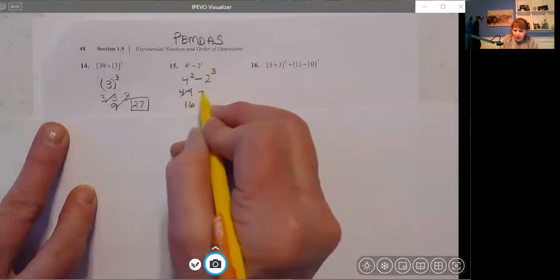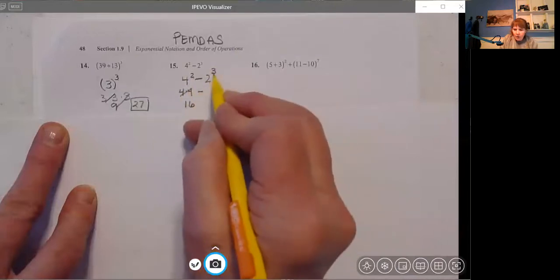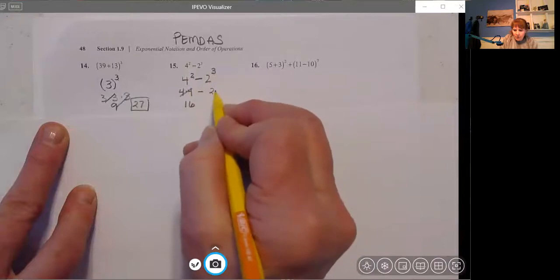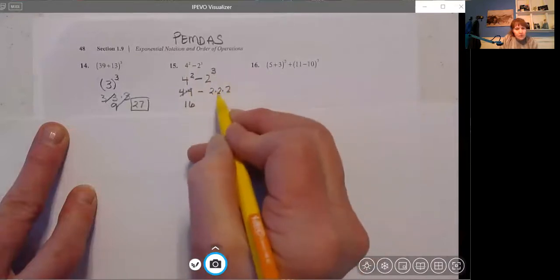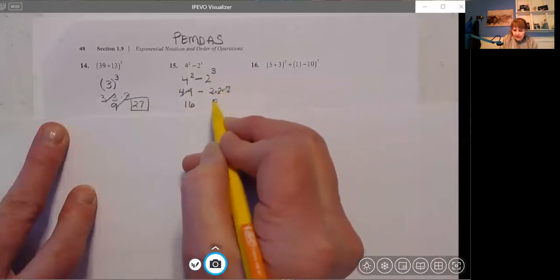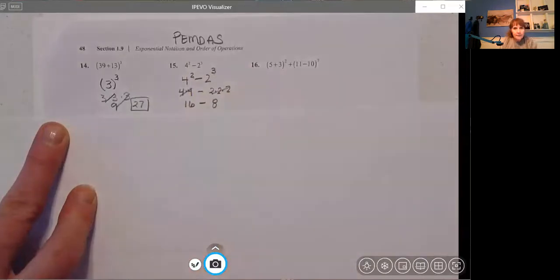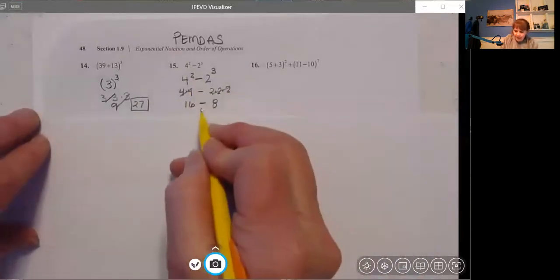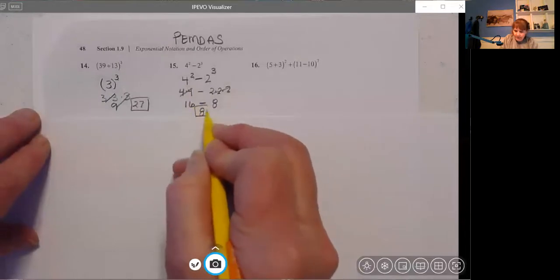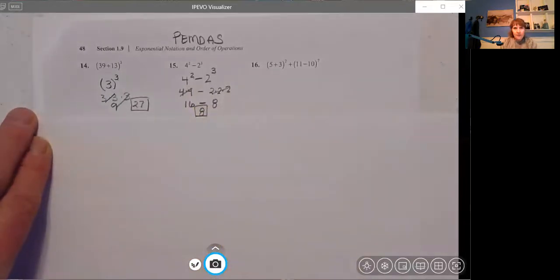Then we have a subtraction. 2 cubed means 2 times 2 times 2. 2 times 2 is 4, times 2 is 8. And then we'll subtract them. 16 minus 8 is 8. So we did the exponents and then we subtracted.